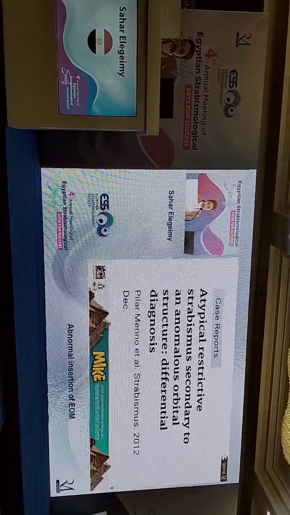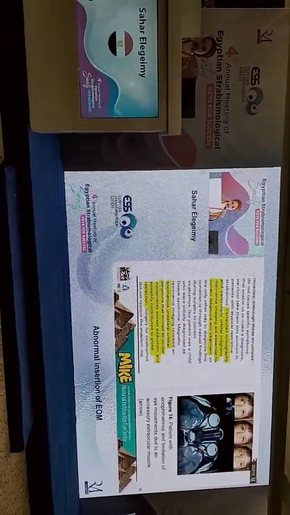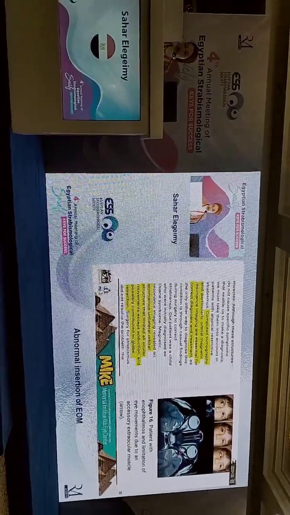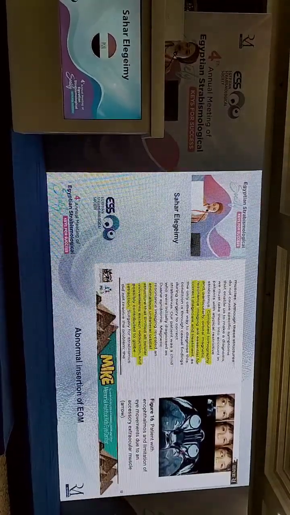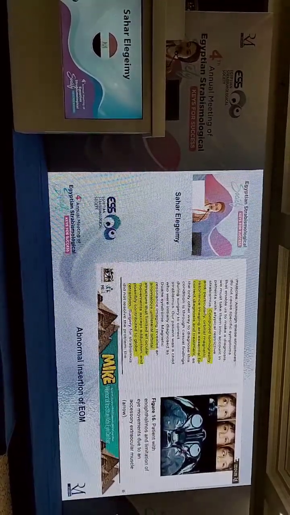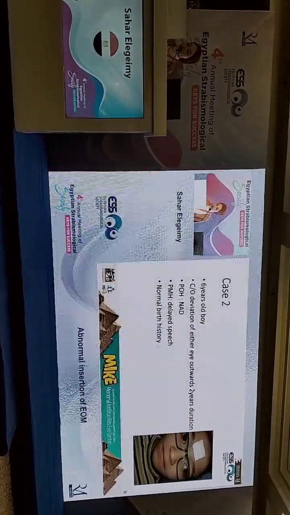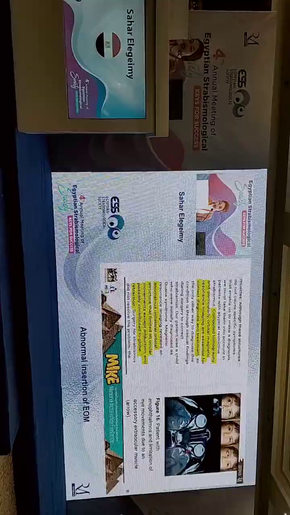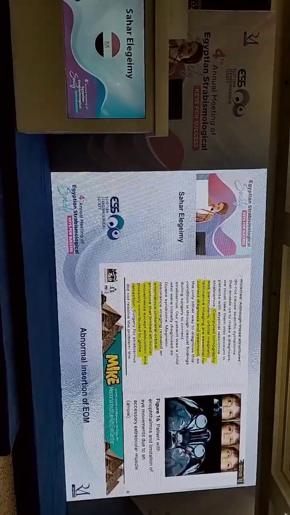Also, this is a case report of an atypical restrictive strabismus secondary to an anomalous orbital structure, the same case as our professor Dr. Hala mentioned earlier this day. The patient presented with esotropia and limitation of eye movement due to an accessory extraocular muscle, which is seen by this arrow. This patient underwent surgery, and they thought that it was a Duane case. Then the surgery was ineffective, so they tried neuroimaging, and MRI revealed an accessory extraocular muscle, as we see in this photo.